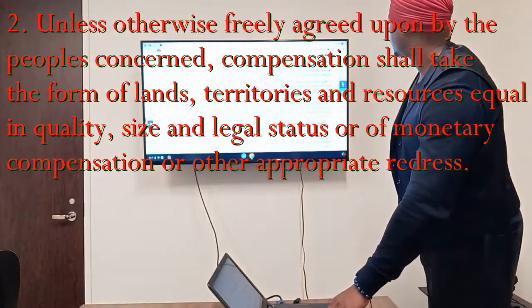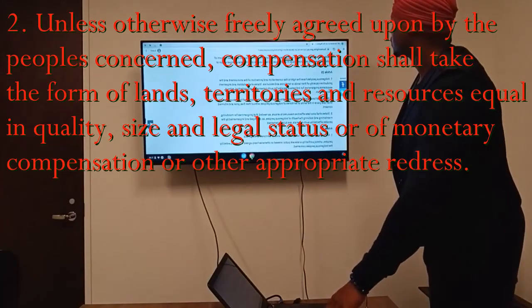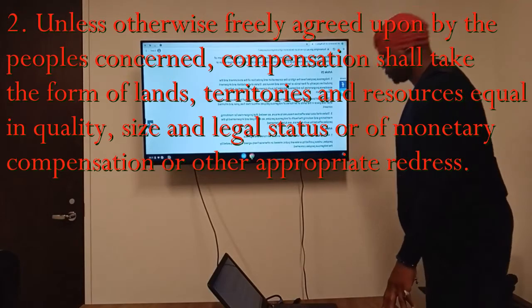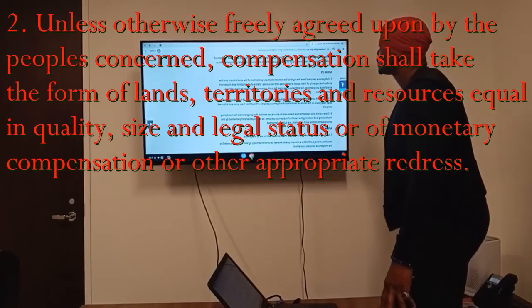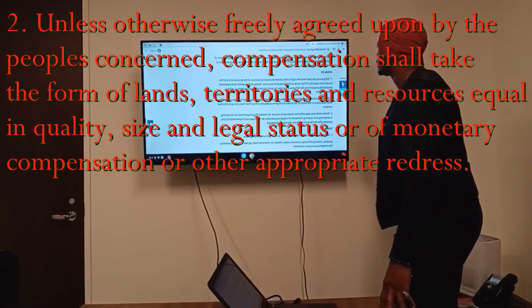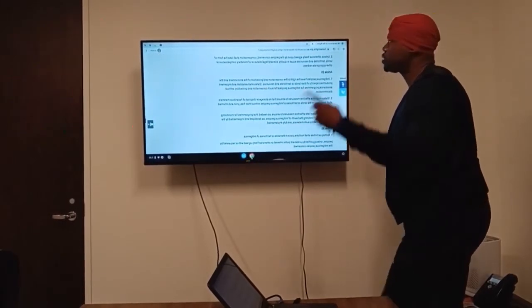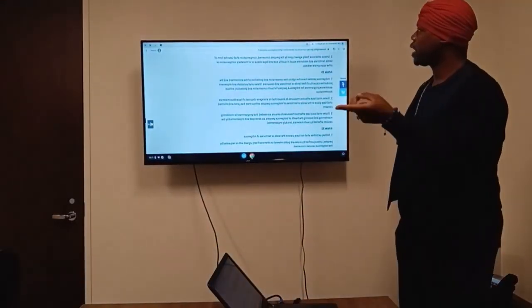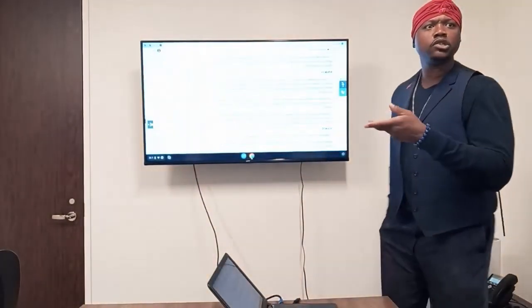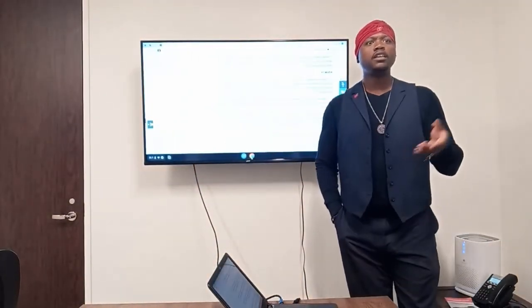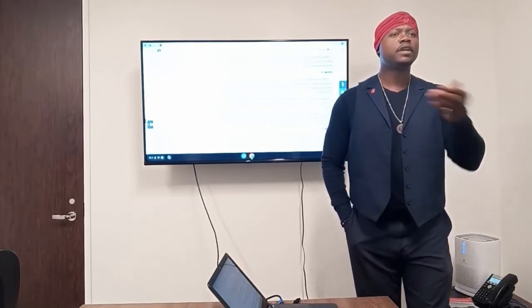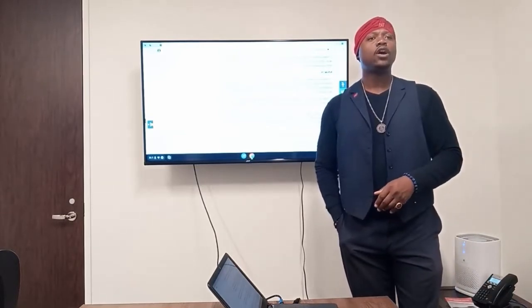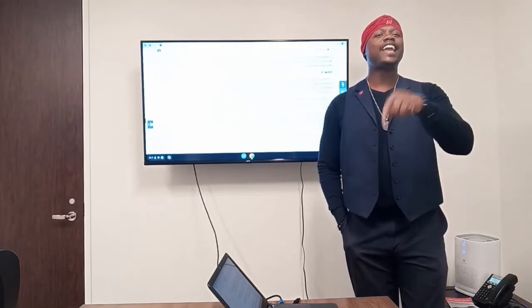Section 2. Unless otherwise freely agreed upon by the peoples concerned, compensation shall take the form of lands, territories, and resources equal in quality, size, and legal status, or of monetary compensation or other appropriate redress. How are you going to compensate us? Through our lands, our territories. See, this is all about a state. This whole big old fight has been about a state. The colonizers don't want to give back what's ours. There's no honor among thieves. They came and stole it.